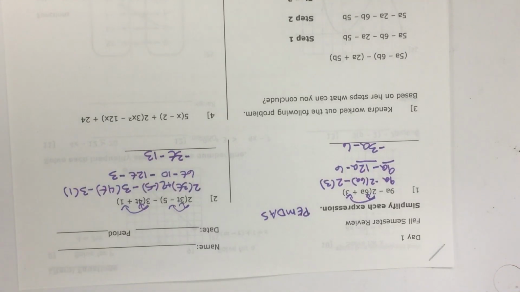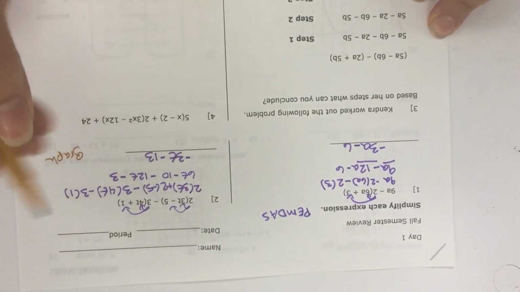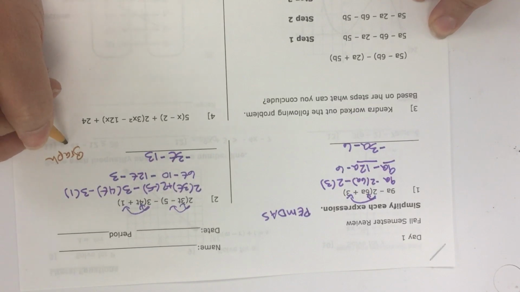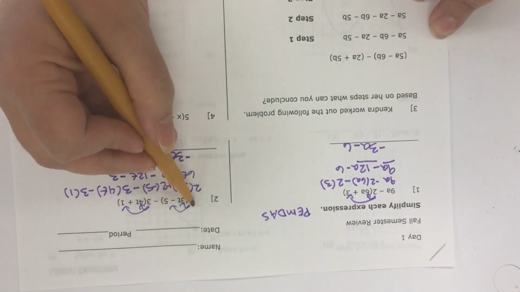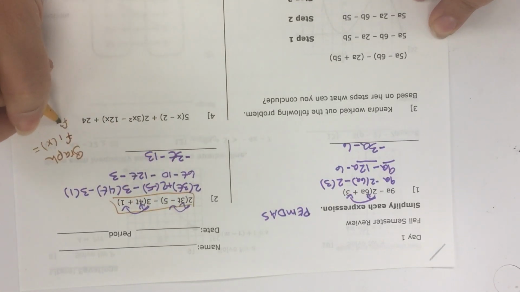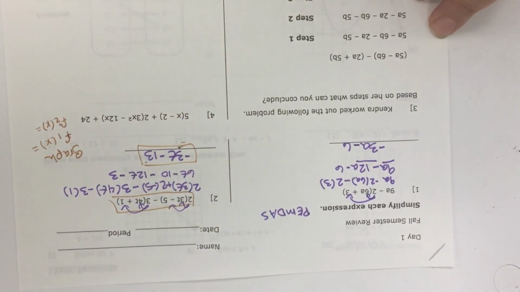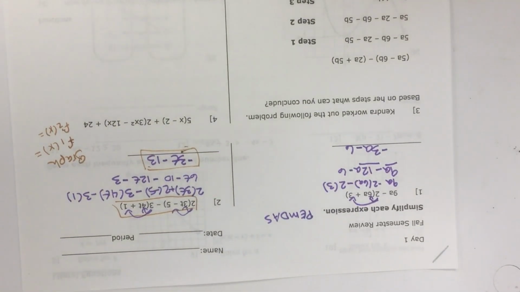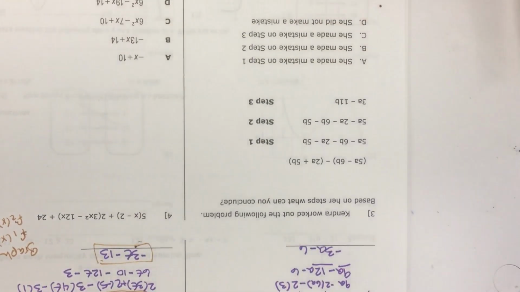You can check these using your calculator. You would graph as a function, so you would have f1 of x in your calculator, and then the f1 of x would be the question, f2 of x would be your answer. And if the graphs match, you have the correct answer. That's also something that can be done for questions 3 and 4.